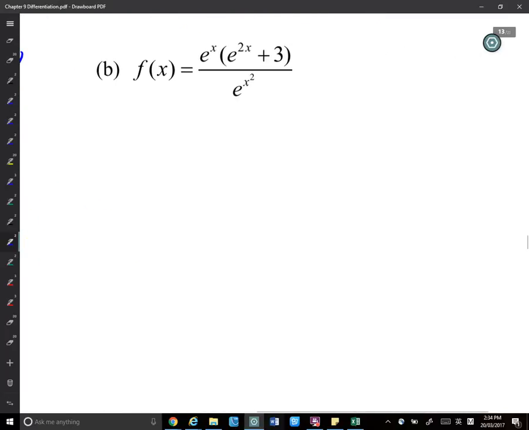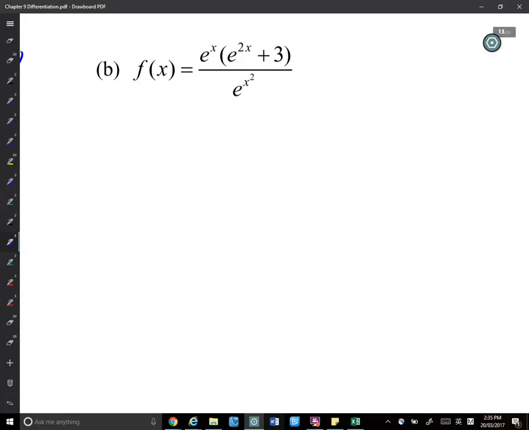For part B, what can I do? Can I directly derive it? Because I have times and divisions, I can't directly derive it, because you can't multiply the derivatives together. You can only add or subtract.